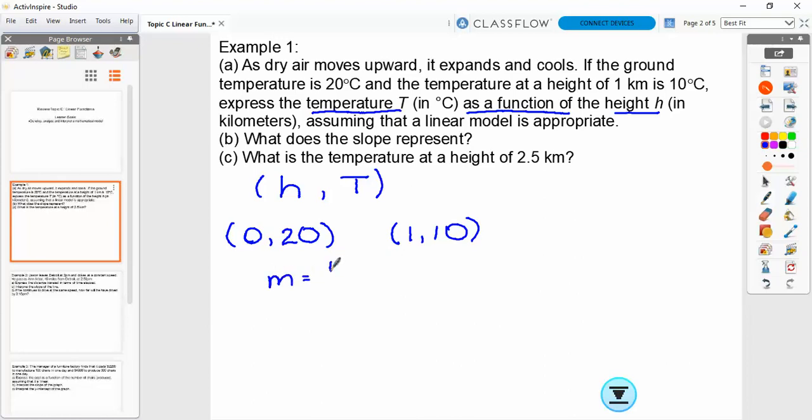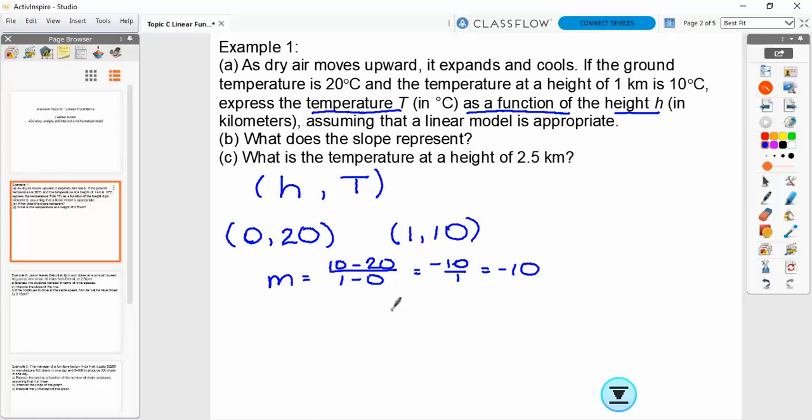y sub 2 minus y sub 1 divided by x sub 2 minus x sub 1. We should write this: y sub 2 minus y sub 1 over x sub 2 minus x sub 1. Change in y over change in x. Algebra 1 is coming in handy, y'all. Important stuff, 8 grades ago.